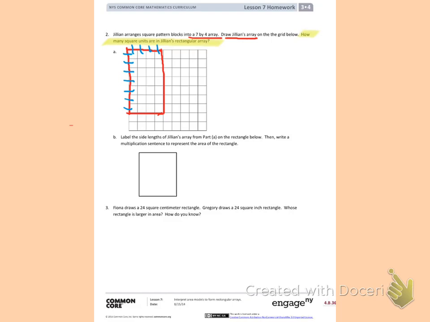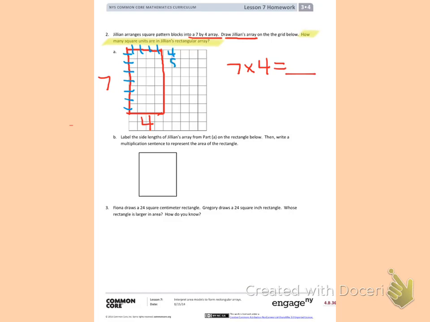Now the question says how many square units are in Jillian's rectangular array? Well, I know that there are 7 rows and 4 columns. And I know that in order to figure out how many squares there are in the rectangular array, I simply just need to multiply 7 times 4 and determine the answer. I think that I'll go ahead and skip count to figure that out. I know that there are 4 squares in each row, so I'll skip count by 4s.